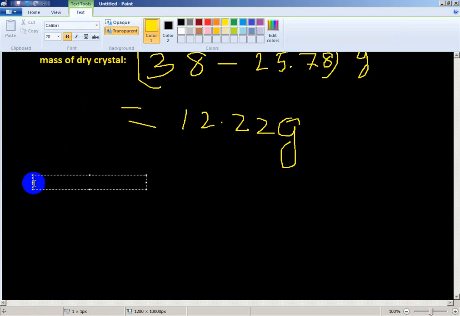Okay, the mass of solvent is 58 minus 38, which is 20.